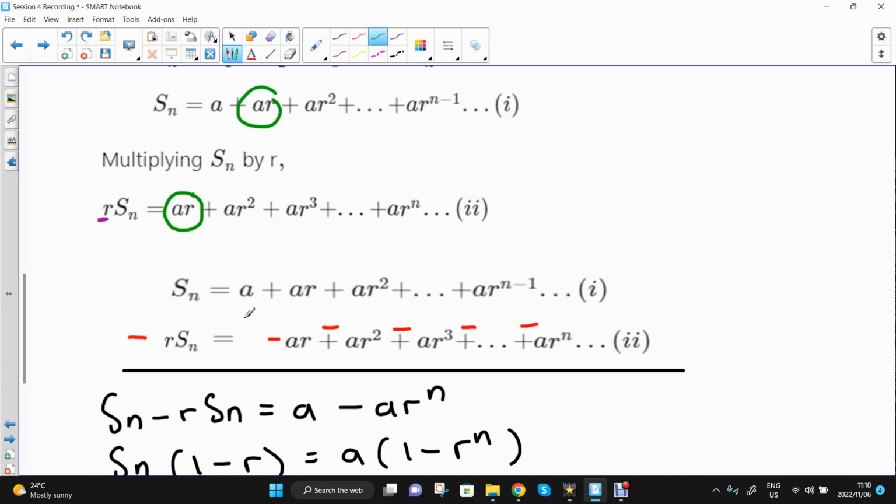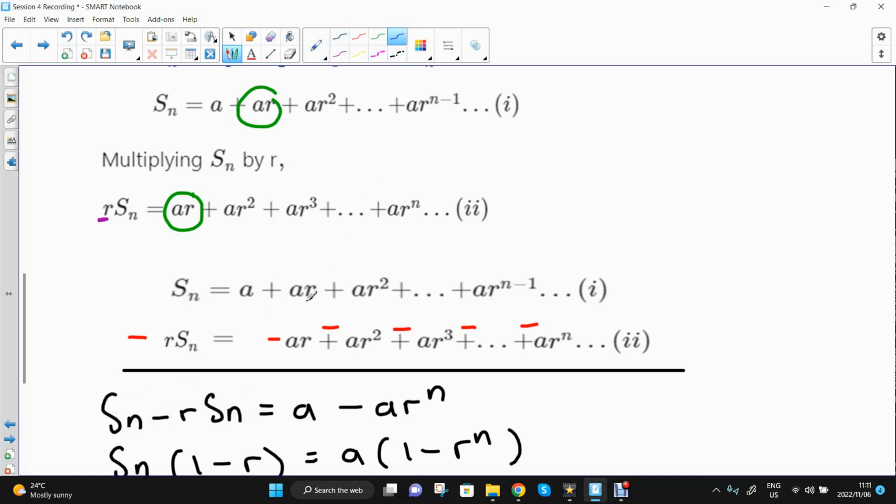So you can see there's a gap there for the first term of the second equation, lining up all the like terms. All the like terms are underneath each other. And then I subtract the whole second equation. So how this works is we're going to say the sum Sn minus R Sn. So I just wrote that out: Sn minus R Sn. So that's the left-hand side of the equation after my subtraction.